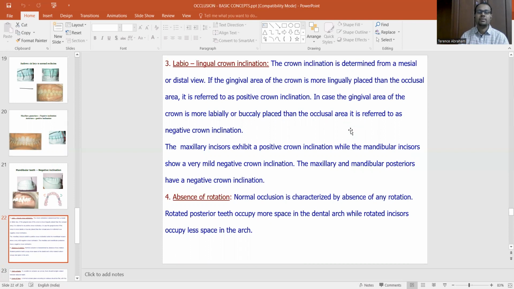That means in the upper anteriors, the roots are directed palatally, but in lower anteriors, roots are directed labially. That is slight negative inclination. And in the upper and lower posteriors, you can see there will be a palatal as well as lingual inclination of the roots of the upper and lower teeth. That is negative crown inclination of the upper and lower posteriors. And the fourth key, there should not be any rotation of teeth in the dental arch.